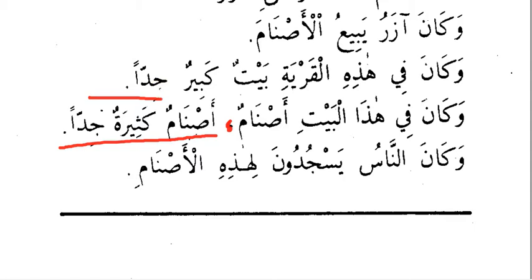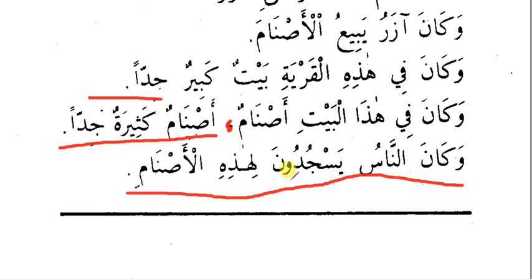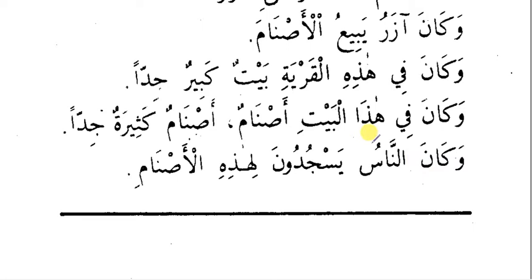Okay. Now, وَكَانَ النَّاسُ يَسْجُدُونَ لِهَذِهِ الْأَصْنَامِ. كَانَ النَّاسُ يَسْجُدُونَ لِهَذِهِ الْأَصْنَامِ. Kana all have its own ism and khabar. So there is only one word, there is a pesh on nas, and it is also close to kana. This means an-nas is the kana ism.